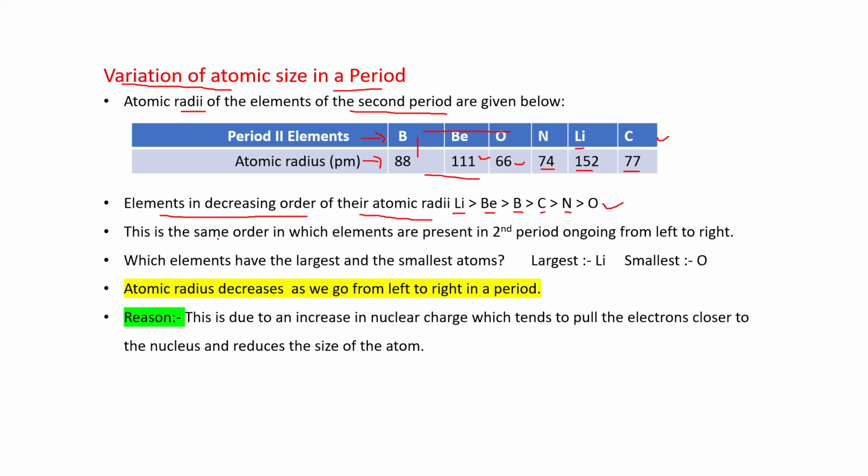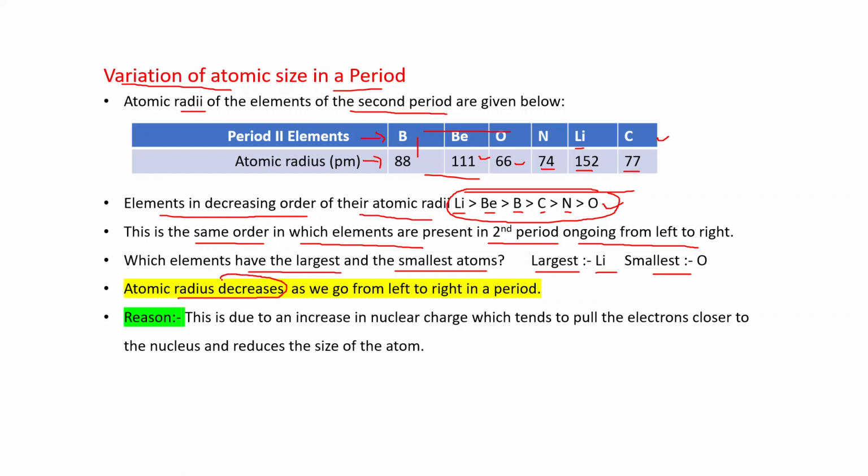Now if you compare this order, you can see that this is the same order in which the elements are present in the second period on going from left to right: lithium, beryllium, boron, carbon, nitrogen and oxygen. Which element has the largest and the smallest atom? You can see largest is lithium and smallest is oxygen. That's why we can say atomic radius decreases as we go from left to right in a period. Now, what is the reason?